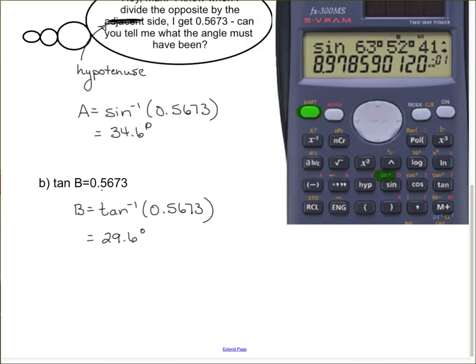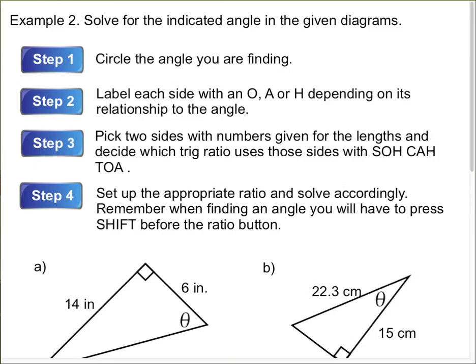Okay, so now how do we do it if we're actually given an angle? So solve for the indicated angle in the given diagrams. Here I've got this step by step, and this is very similar to what we were doing in the last lesson. We're going to circle the angle we're finding. Remember in the last lesson we circled the angle we were going to use. Now we're still using that angle, but we're finding it. So we're going to circle the angle we're finding.